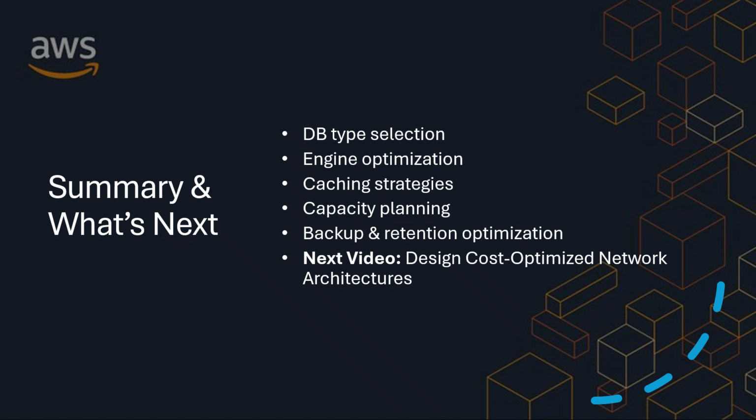So to summarize, in this video we explored how to design cost optimized database solutions on AWS. We covered choosing the right database type, engine selection, caching, retention, capacity optimization, connection pooling, and replication strategies. These concepts help architects reduce the cost significantly while maintaining performance and reliability. In the next video, we will continue Domain 4, which is designing cost optimized network architectures, where we will explore the NAT gateway trade-offs, VPC endpoints and routing patterns, and different connectivity models like Direct Connect and VPN.